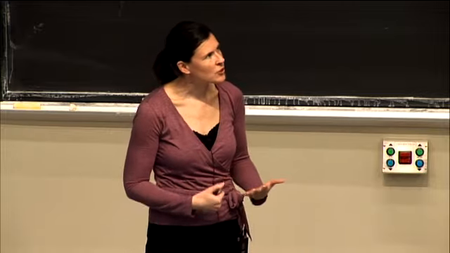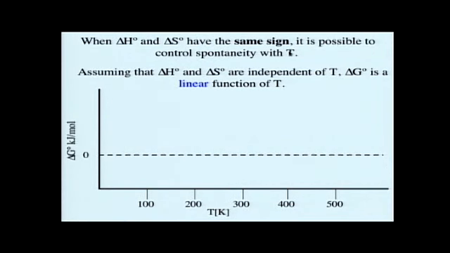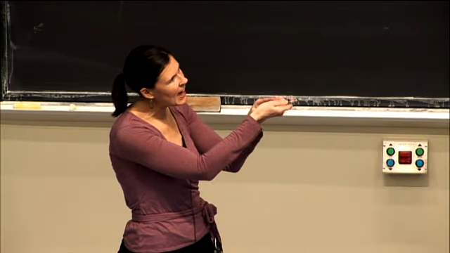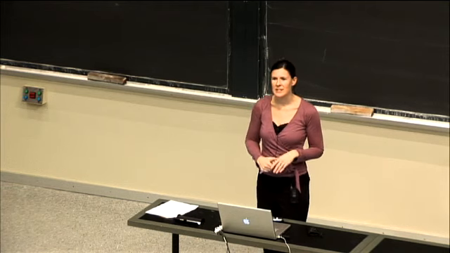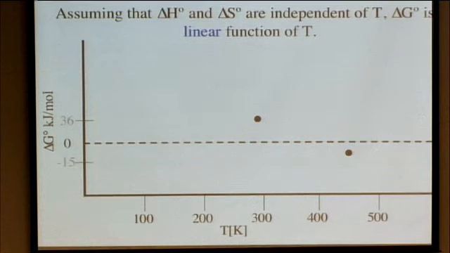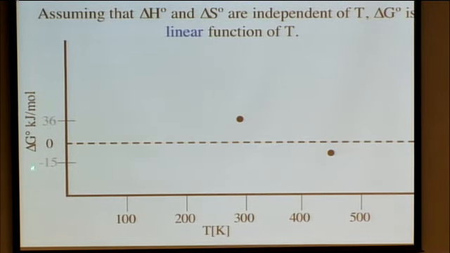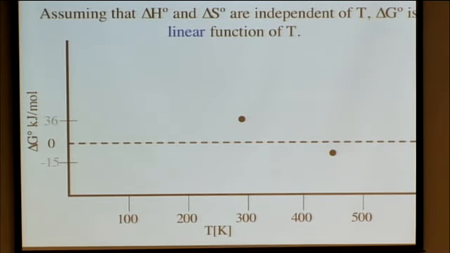And we can think about this graphically if we assume that delta H and delta S are independent of temperature, which is a good assumption to a first approximation. In this case, we find that the delta G of the reaction is a linear function of the temperature. So that means we can go ahead and graph what we saw for the case of baking soda. So our first point here was that we saw at room temperature, about 298 K, the delta G was positive. It was 36 kilojoules per mole. We also saw that once we heated it up to baking temperature, we actually had the delta G now at negative 15 kilojoules per mole.